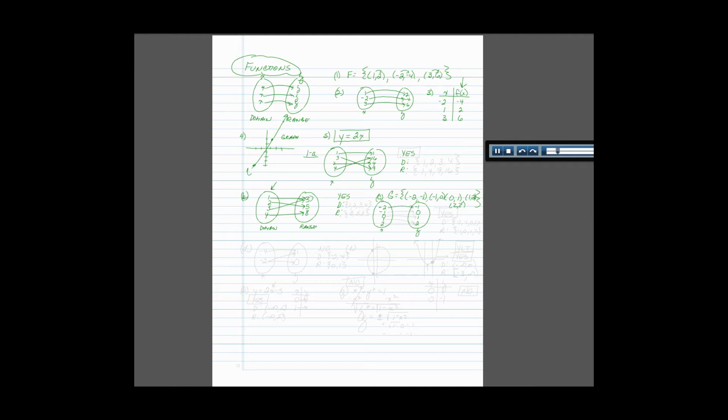-2 maps to -1, so it goes one place. -1 maps to 0. It goes one place. 0 maps to 1. It just goes one place. 1 maps to 2. It goes one place. 2 maps to 2. It only goes one place. So yes, once again, that is a function, and we'll come back and do domain and range.